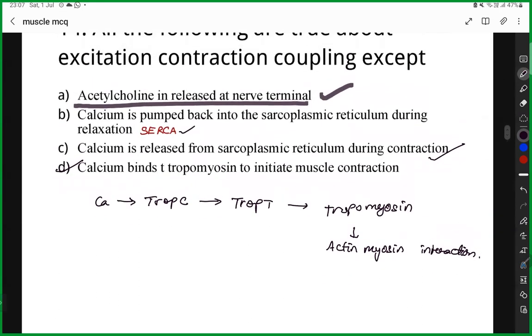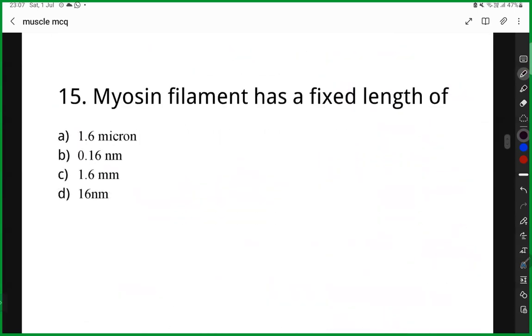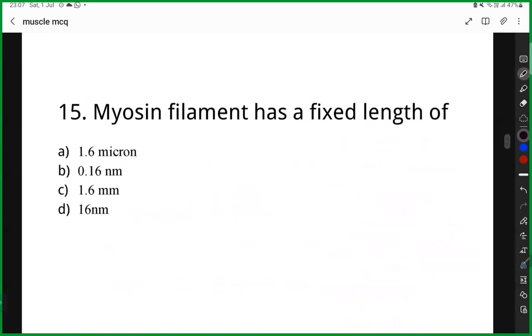Okay, this is the wrong answer. So that is why they have asked except. Always see this except and then answer. Myosin filament has a fixed length. What is a myosin filament? What is the length of the myosin filament? Remember, myosin is always going to be 1.6 micron. So that is the right answer. 1.6 micron. That is the right answer.